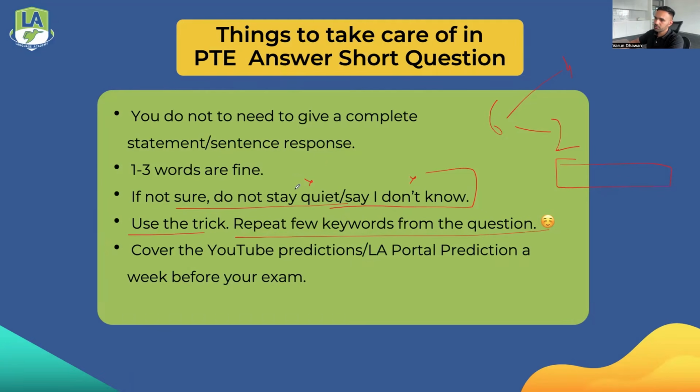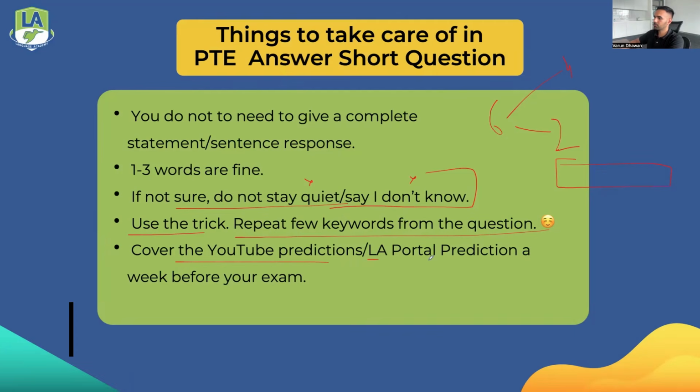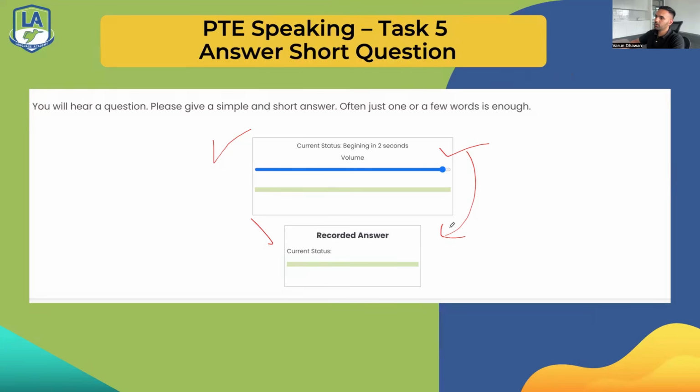Don't practice a lot of these. Just cover the predictions we post on YouTube, or you can cover the predictions which are available on Language Academy a week before your exam, and you will be good to go. Not really important. If you know the answer, speak the answer. If you don't know the answer, repeat a few keywords from the question. And if you have got options, repeat both the options and you'll be fine. And this is where your speaking module will end.